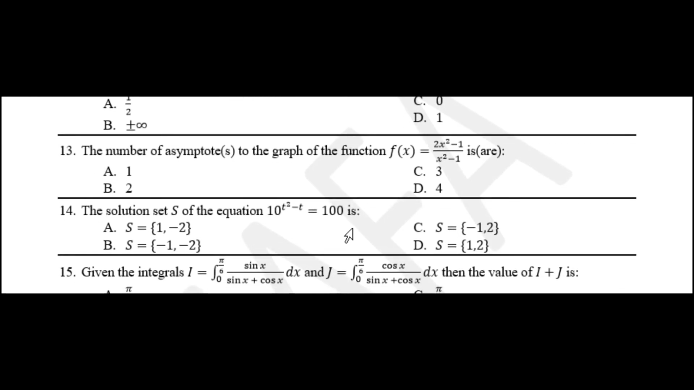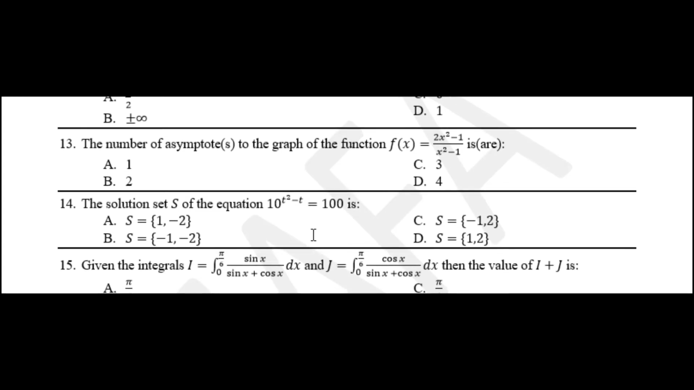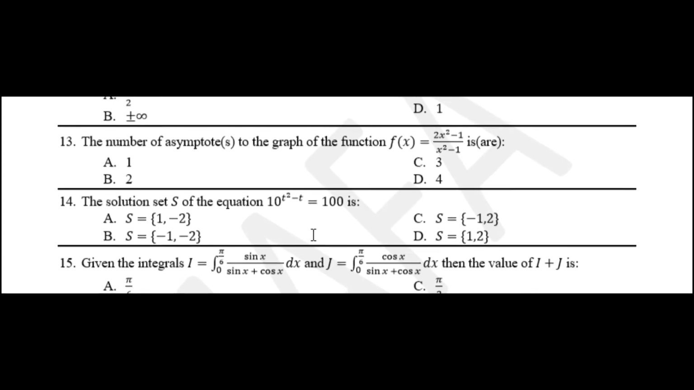Question 13 is still on asymptotes. To find the asymptote of this function, how many asymptotes exist? So you find the vertical, the horizontal, and the slant if possible. But generally for the advanced level, when a horizontal exists, you don't need to find slants. So clearly you see that the limit at plus or minus infinity is 2, which is the horizontal, so that's the first. It means the slant will not exist.